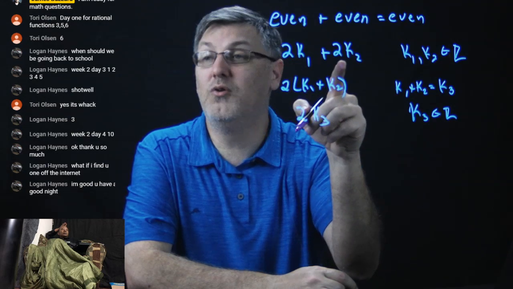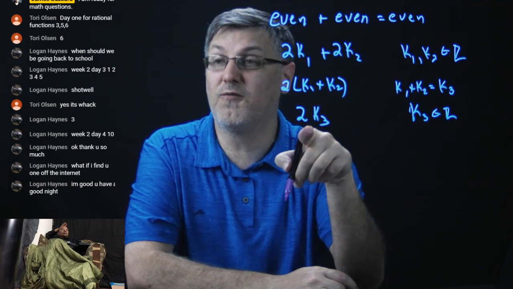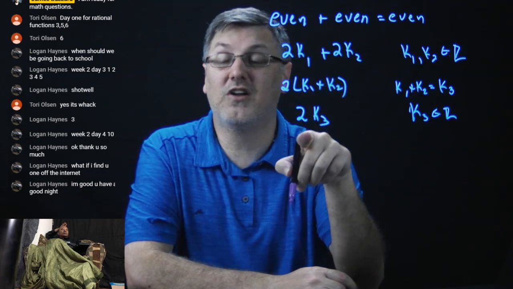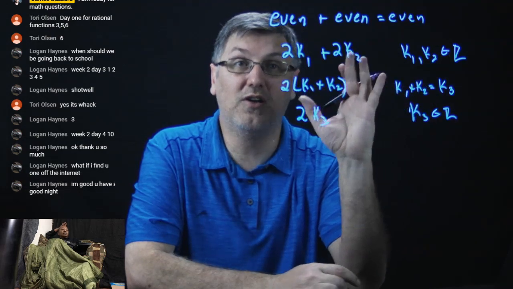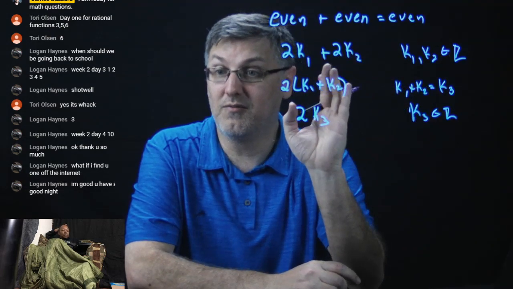That means if I add 2 even numbers, I'm going to get an even number every single time. So that has a little bit of group theory and everything else. This is like a very basic proof.